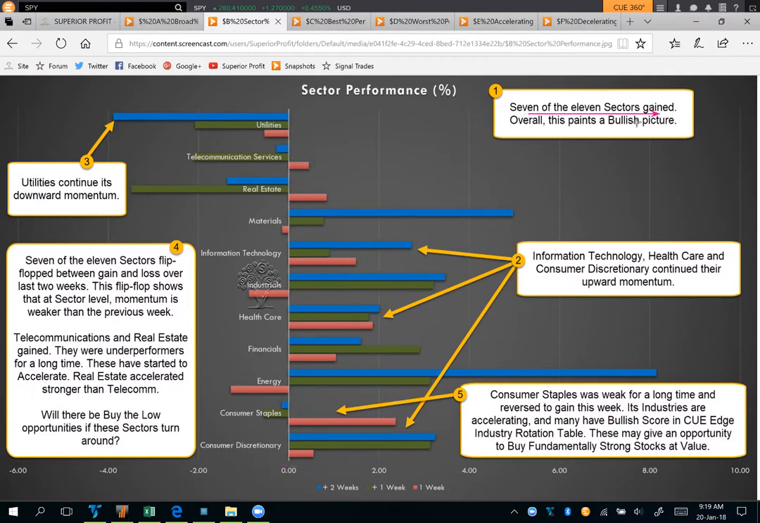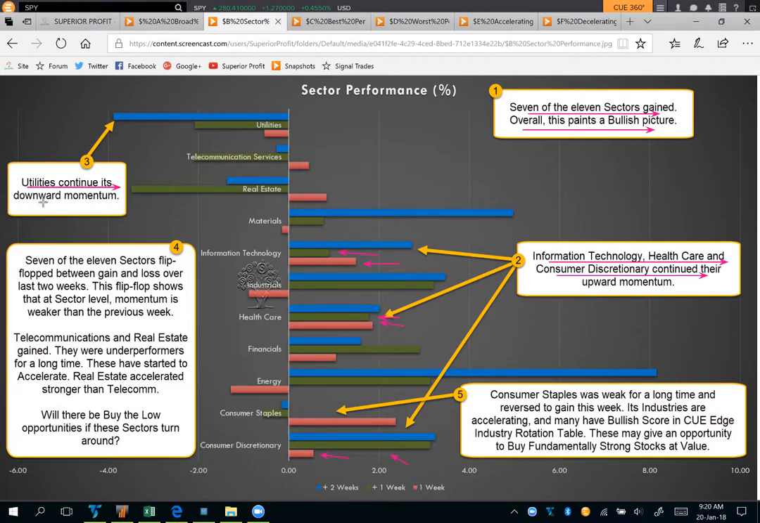This week, 7 of the 11 sectors gained. Overall, this paints a bullish picture. Information technology, healthcare, and consumer discretionary. These three sectors continued their upward momentum from the previous week. We know that from the red bar as well as the green bar, both coming to the right of the zero lines. These three sectors were strong and continuing to be strong.